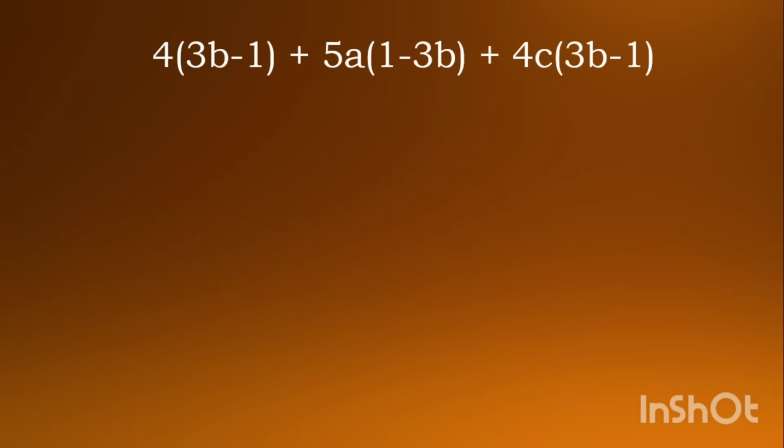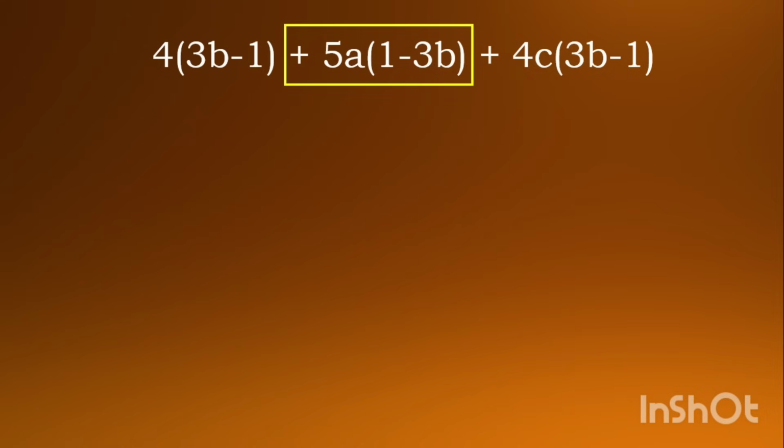Okay, another example. I have here 4 times 3b minus 1 plus 5a times 1 minus 3b plus 4c times 3b minus 1. So, kung mapapansin nyo, paano natin ito mafa-factor? Yung nasa loob ng parenthesis dun sa middle term natin ay 1 minus 3b. So, wala silang GCF. 'Di ba? So, mahirap. So, paano ang gagawin natin? We all know that 1 minus 3b is equal to negative times the quantity of negative 1 plus 3b.